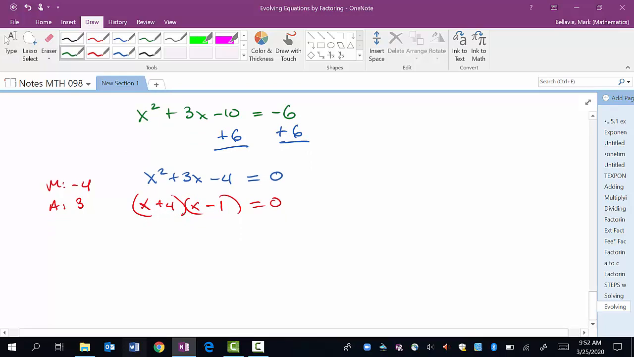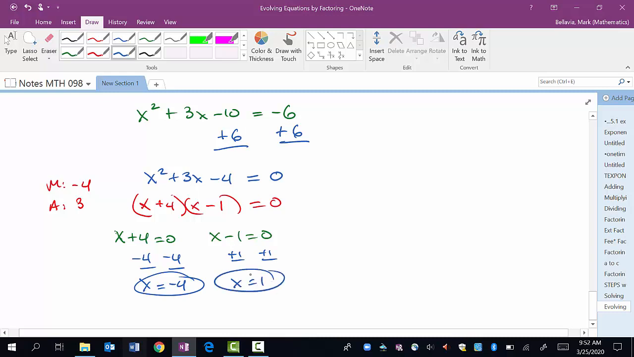You have things that are being multiplied together give you 0, so that's the zero factor property. You can say x plus 4 equals 0, setting the first factor equal to 0, or x minus 1 equals 0, setting the second factor equal to 0. Solving the first one, we subtract 4 from each side, we get x equals negative 4. Here we'll add 1 to each side to isolate x, we get x equals positive 1. So my solution set is negative 4, 1.